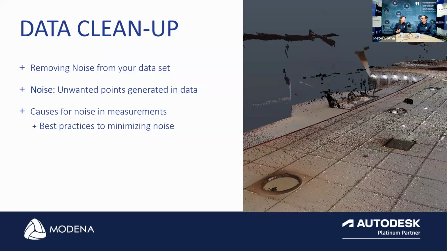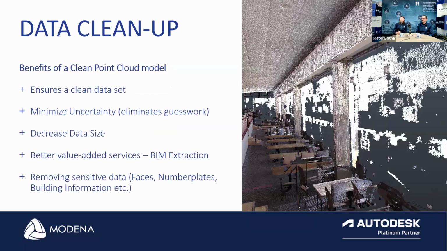It can be reflection, it can be moving objects, it can be the materiality or the temperature even that you're measuring against. But as a fundamental practice, it's always best practice to minimize the amount of noise. The way we do this is by cleaning up that noise, removing it from your data sets. The reason we do that is to ensure you have a clean data set, to minimize any uncertainty, so there's no guesswork.